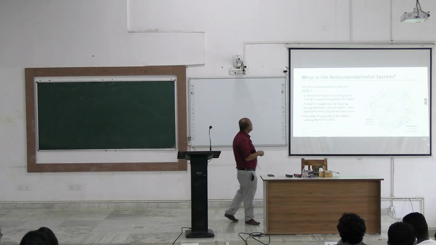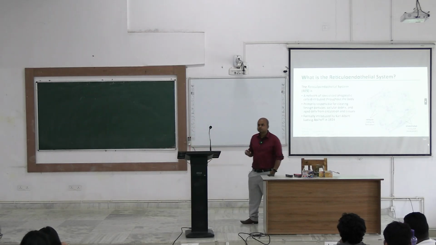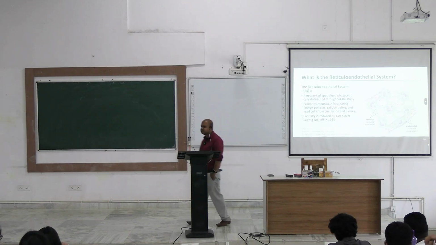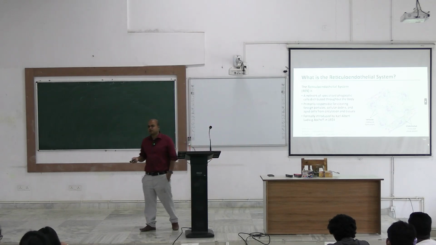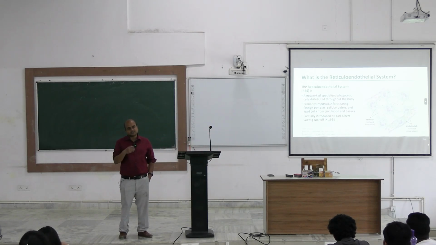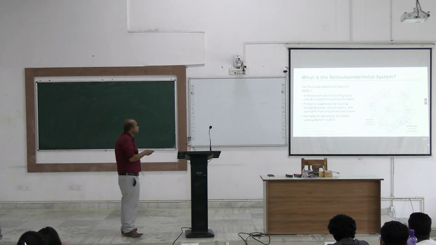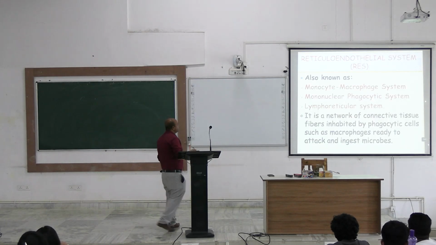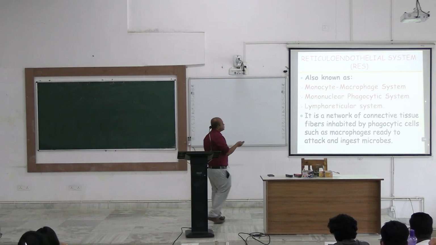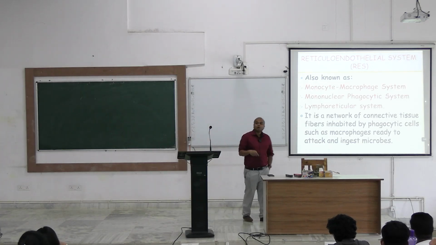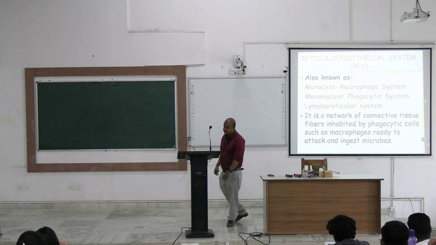Reticuloendothelial system we have just mentioned, that is a network of specialized systems which take part in phagocytic activity throughout the body, but this is better called the tissue macrophage system. This is no more called the reticuloendothelial system. Tissue macrophage system or monocyte macrophage system or mononuclear phagocytic system.